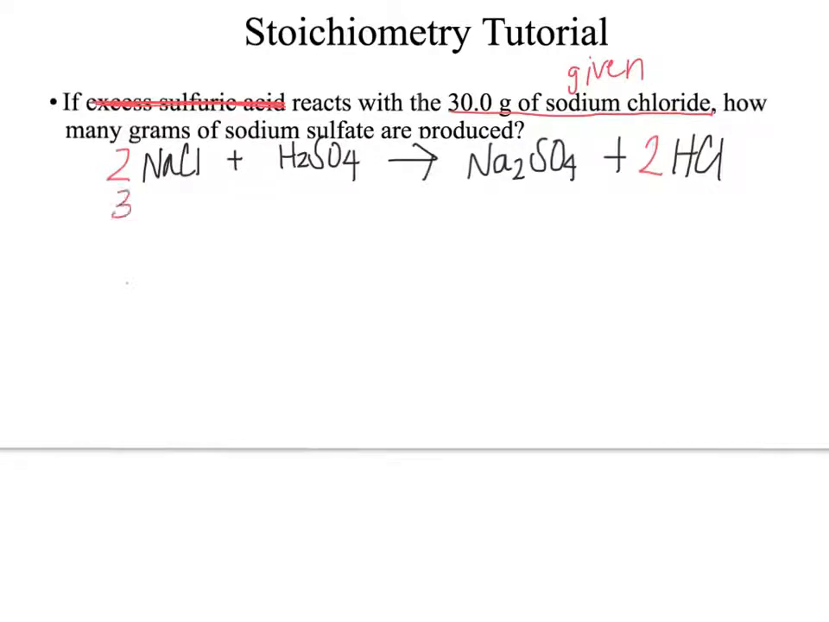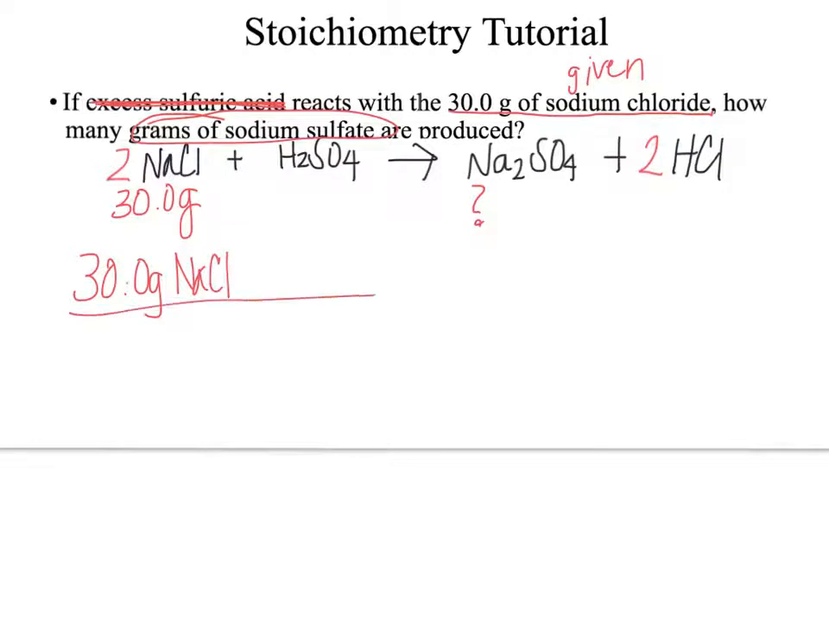So let's go write it down under here, 30 grams. And then it says how many grams of sodium sulfate are produced. So we're going to be looking for grams of sodium sulfate. So since I'm starting with grams and ending in grams, this is a mass to mass problem. So that means we're going to do all 4 steps. All right, so let's start with the 30 grams. Oh, that's really messy. So 30 grams of sodium chloride, and then we're going to do our grid.